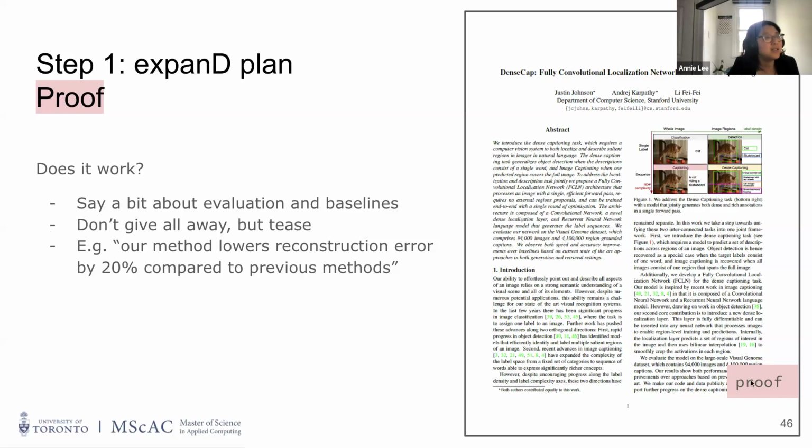But of course, in the introduction, you don't want to go into great detail about your proof and your results. Don't give it away, just a teaser saying, oh, we do better than the state of the art. Read more and find out. So here it says, our method lowers error by 20% compared to the previous method. 20 is a big percentage, so that is very intriguing.